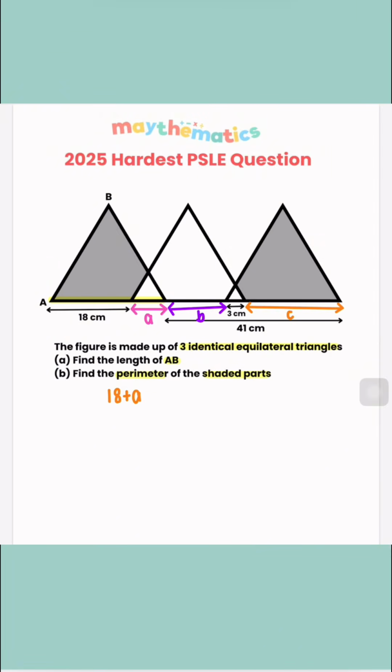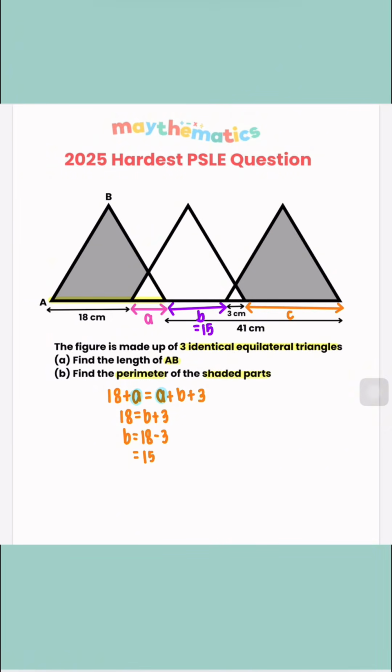Since they are identical, the length of this equilateral triangle will be the same as the length of this second equilateral triangle, and this is the same as A plus B plus 3. Now looking at both sides of the equation, we have A on the left side and A on the right side. So we simply minus away the A, and we get 18 equals B plus 3. To get B, we take 18 minus 3, and that gives us 15.